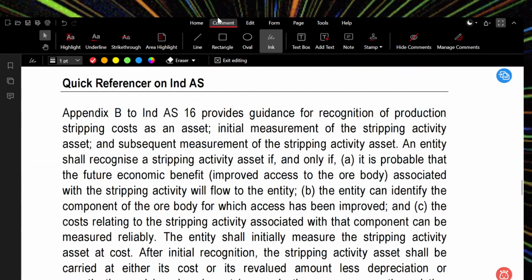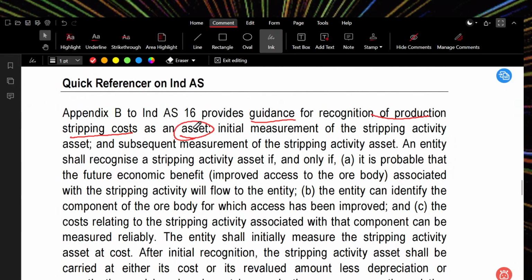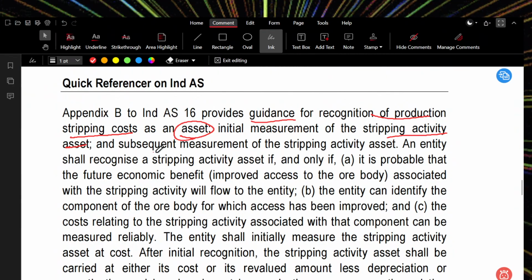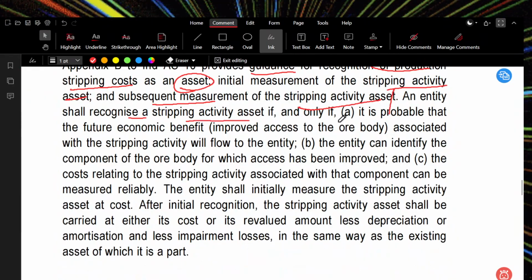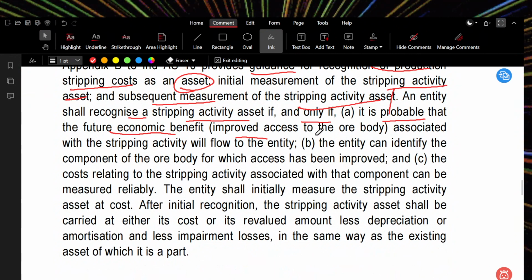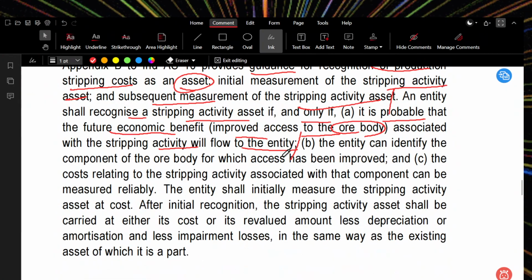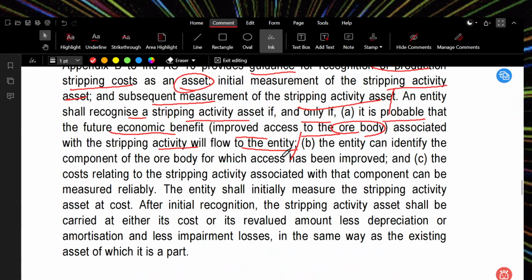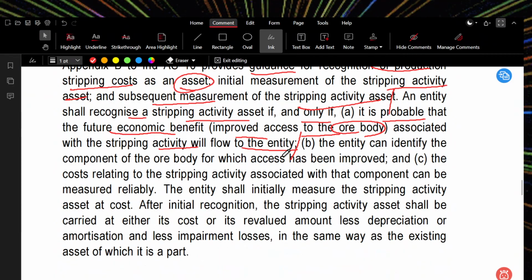Appendix B of Ind AS 16 provides guidance on recognition of stripping cost of an asset. So if we go into recognition, what do we go for in stripping cost? Initial measurement of the stripping activity asset and subsequent measurement of the stripping activity asset should be considered. The entity shall recognize a stripping activity asset if and only if it is probable that the future economic benefit, improved access to the ore body associated with the stripping activity, will flow to the entity. With the stripping activity, we will get a future economic benefit which flows into the entity.